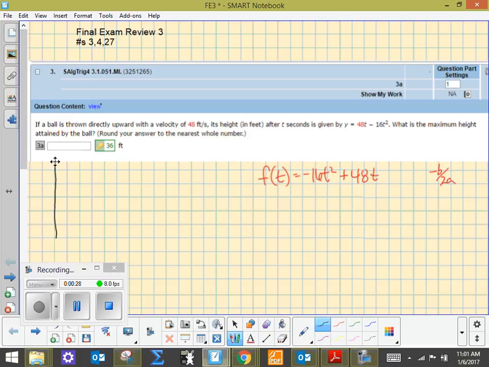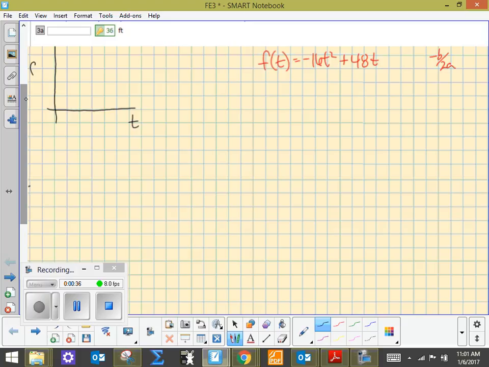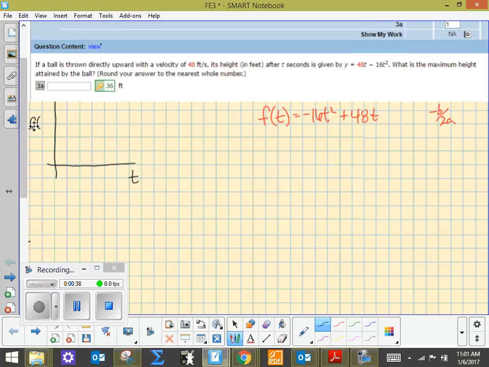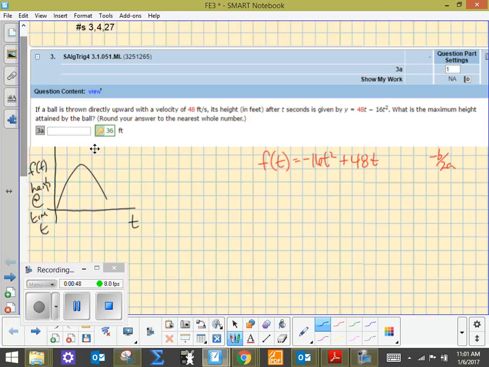Just the way I've got this written out, this is going to be using t, that's the time axis. This is going to be the height axis, which is f of t, or the height at time t. So basically you're going to have a parabola like that, and they're looking for that y value, or f of t value. The opposite of b over 2a is actually going to give you that t value, which is usually the x value that we're interested in, because the variable we're using is t. So t is opposite of b over 2a.